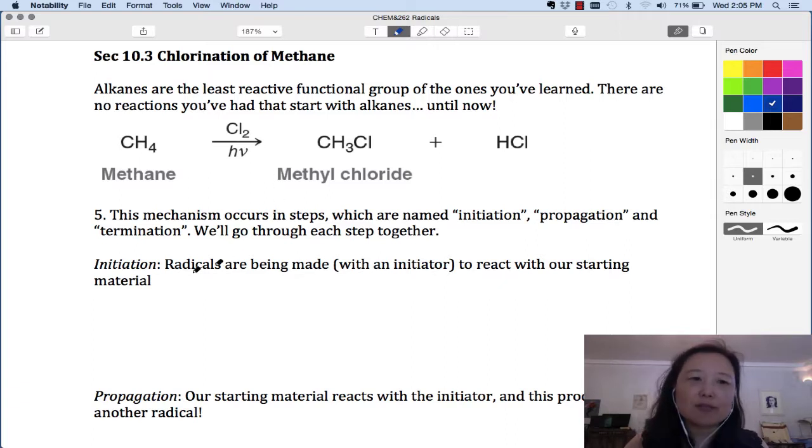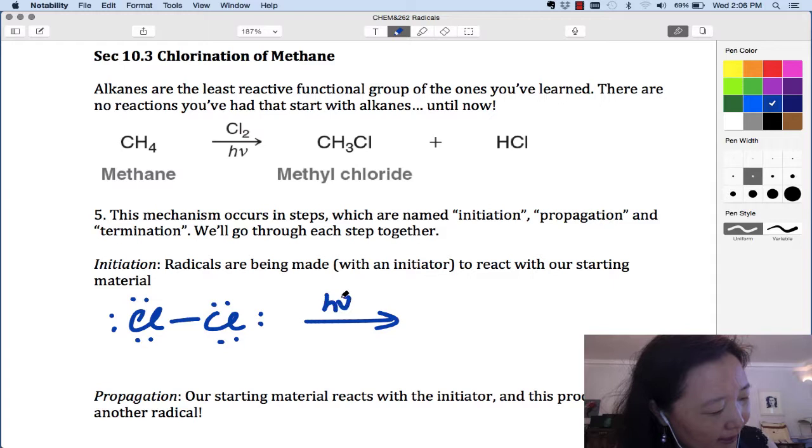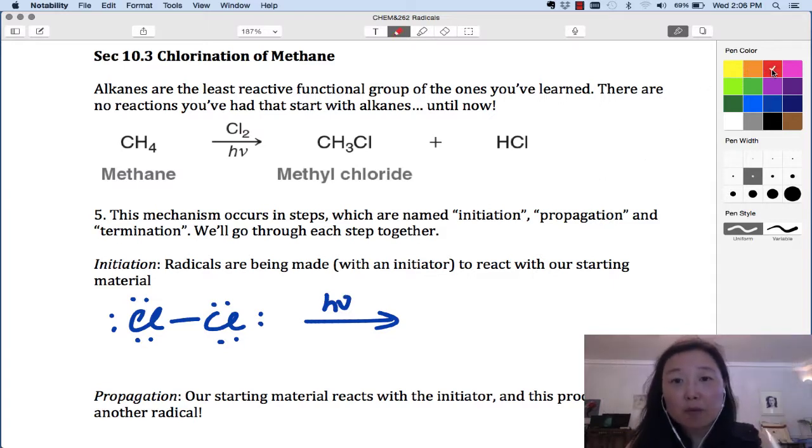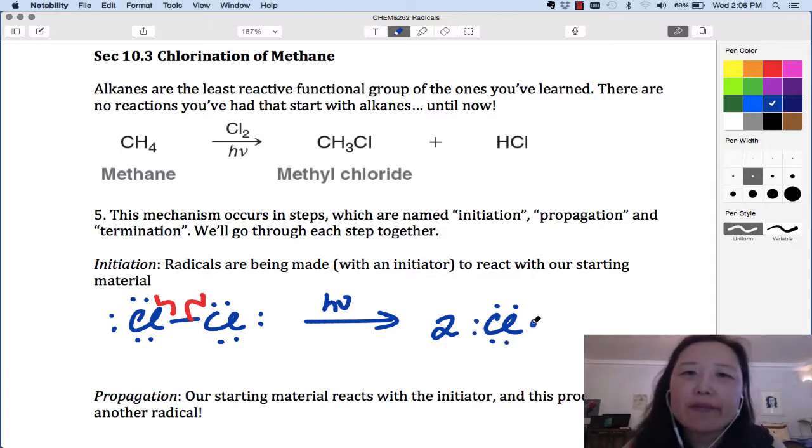So our first thing is we want to initiate the reaction by making this into radicals. To do that, we're going to look at chlorine in this particular case, but it could also be bromine, which is also very common. With heat or light, in this case light, we're going to homolytically cleave that bond. So we're going to break it in half, and then we're going to have two chlorine radicals as a result. Now that we have radicals, they're going to react with the alkane, which is more stable.